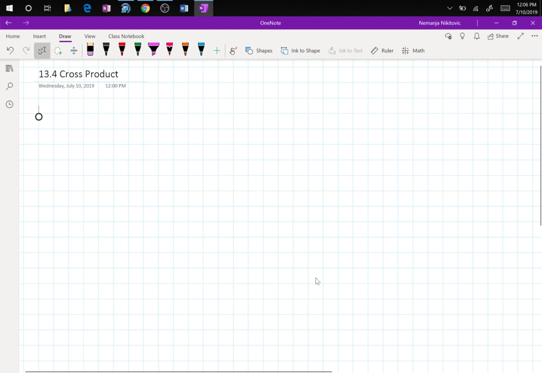Hello and welcome back to Calculus 3 section 13.4 on the cross product. Cross product is yet another way to multiply two vectors, but this time your result is going to be a vector, not a scalar as it was in the dot product. So the cross product of two vectors produces a new vector. That vector, we are going to write the theorem for this, will be perpendicular, orthogonal, to the other two vectors.